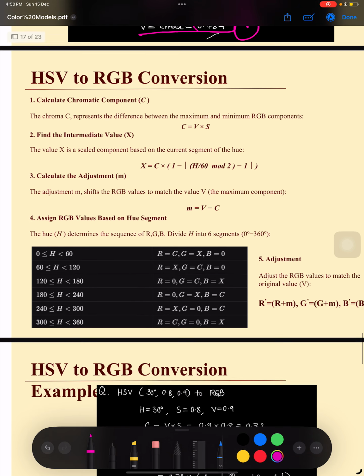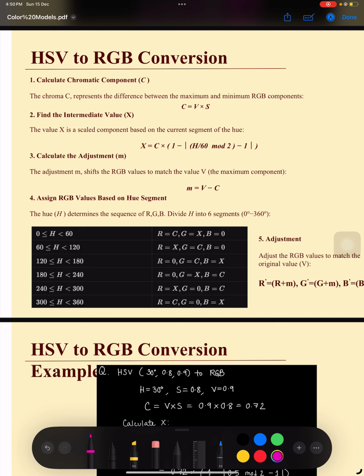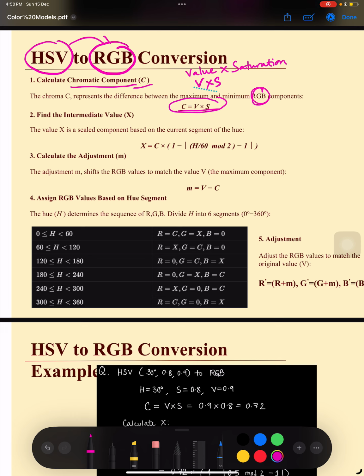Next, we will see how we can convert from HSV back to RGB values. How can we do this? Let's see. First, we find the chromatic component, or C. This basically tries to find out the dominant color among RGB. The formula to find C is simply V times S, V standing for the value and S standing for the saturation, which will be known. From here, we will find C.